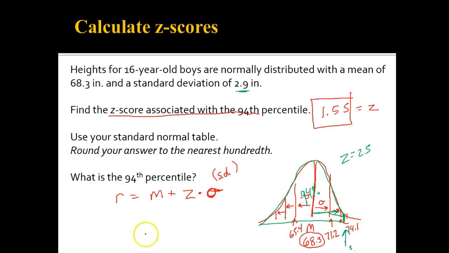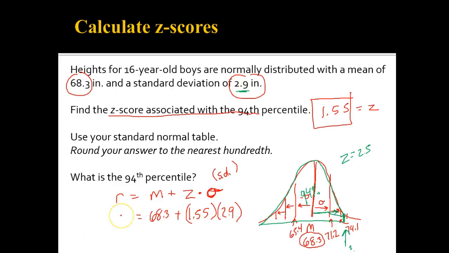That's how you find that number, the raw score. It is the mean, which in this case is 68.3, plus the z-score, which is 1.55, we had to use the chart to find that, times the standard deviation, which we were told is 2.9.